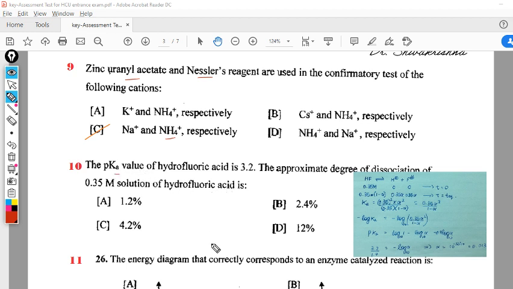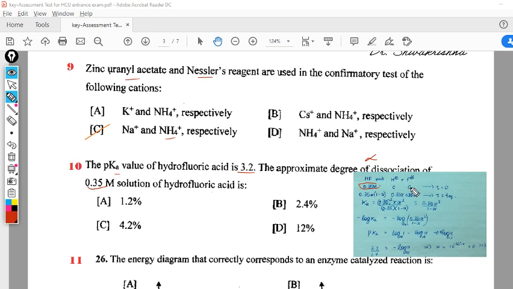Next, this is from acids and bases. Here it is given that pKa is 3.2, and we need to identify the approximate degree of dissociation, which is alpha. The concentration of the solution is given. If you take this step, it's going to be present as 0.35 mole and it's going to dissociate into H plus and F minus.